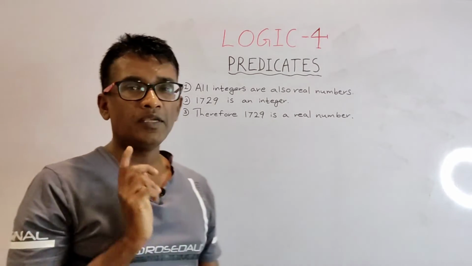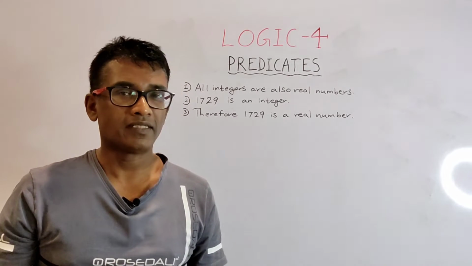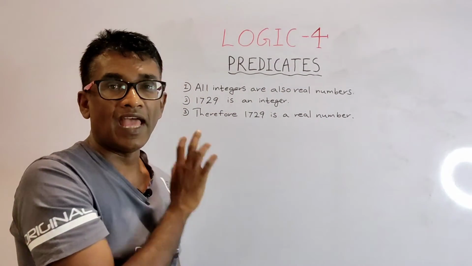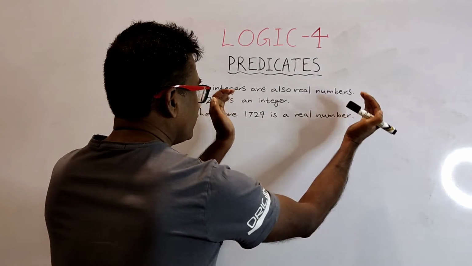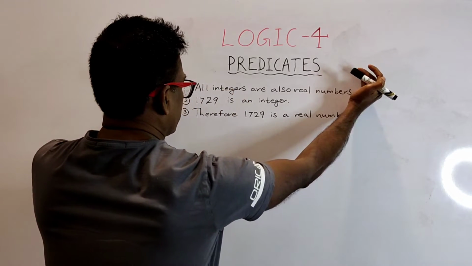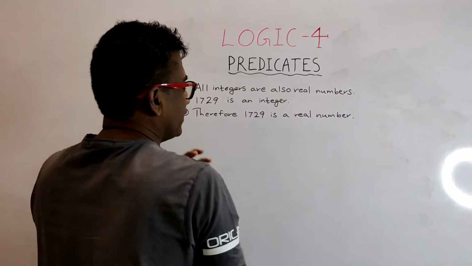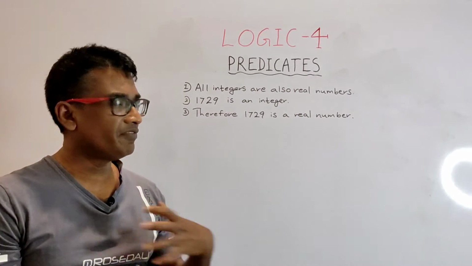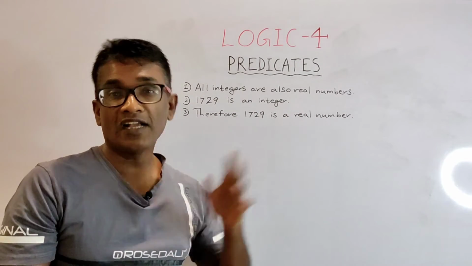Now, I know that we haven't studied arguments yet, but I'm pretty sure that you would recognize this collection as an argument. Why? Because this is trying to tell us that 1729 has to be a real number based on two facts: all integers are also real numbers, and 1729 is an integer. By looking at this argument, we have the gut feeling that this is a good argument. It's a very logical argument.